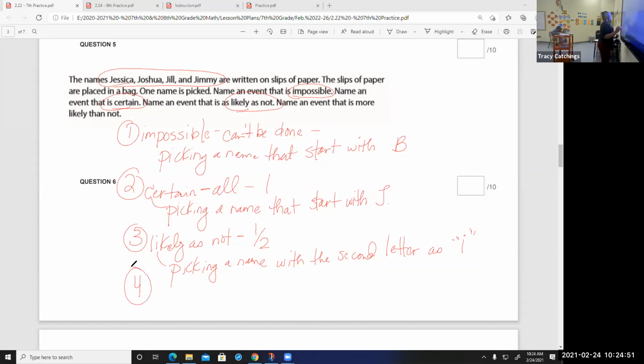And then the fourth thing they asked us for was more likely than not. What category do we have for this? Good job. So between a half and a whole. So that means if two names was a half, I need a category that can describe three names in the bag.